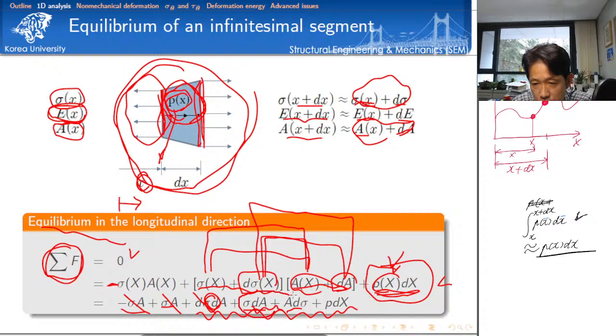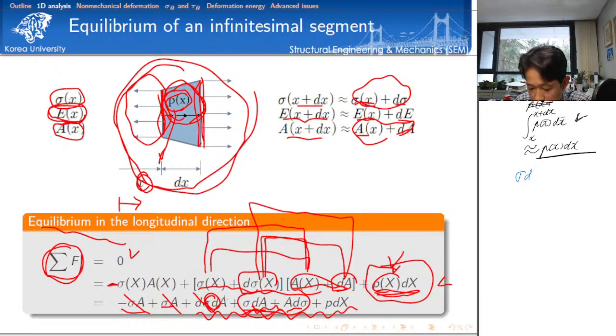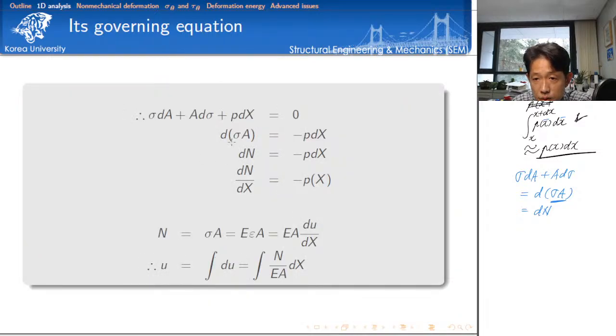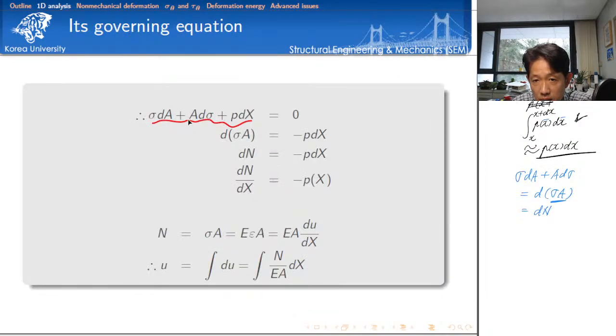Then because of the partial integration, this becomes what? Sigma dA plus A d sigma is equal to d of sigma A, isn't it? So by the definition, sigma A is internal force. This is the simplified result of the previous calculation, and using the partial integration we can combine these two terms into this, and this becomes the change of internal force.